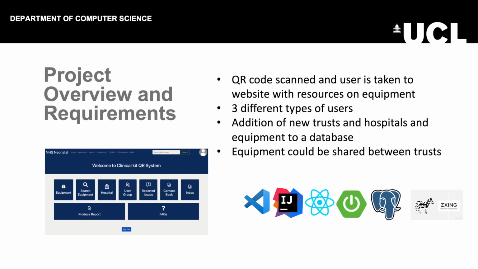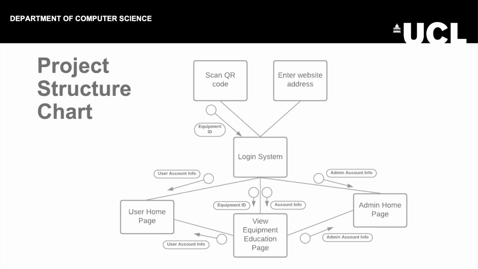Visual Studio Code and IntelliJ were used as our IDE. React, Spring Boot, and Postgres were used for our website, API, and database. ZXing (Zebra Crossing) was used for our QR code generation. The following diagram shows some of the components of our solution.